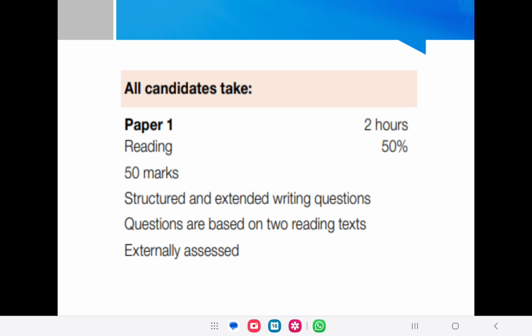Structured and extended writing questions. Questions are based on 2 reading texts, externally assessed. So you all know you have text A and text B in paper 1.